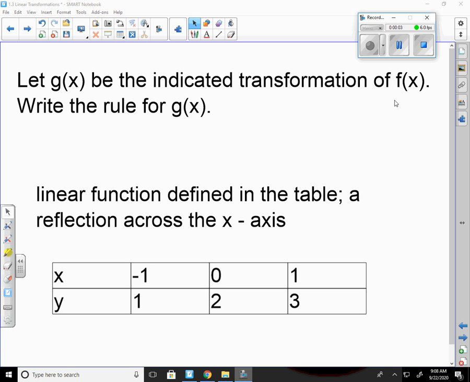We have g of x be the indicated transformation of f of x. Write the rule for g of x. So first it says we have a linear function defined in the table, and then we're doing a reflection across the x-axis. This is kind of nice because it's going to help us review how we come up with the equation of a linear function.